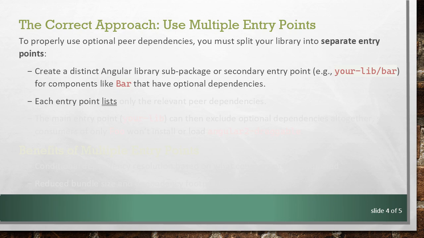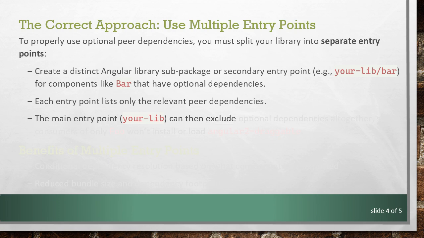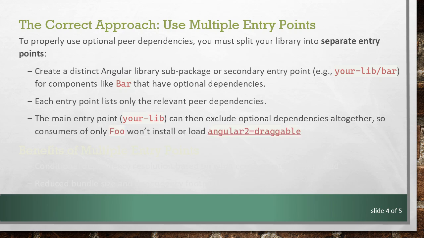Each entry point lists only the relevant peer dependencies. The main entry point, urlib, can then exclude optional dependencies altogether, so consumers of only Foo won't install or load ng2-draggable. Benefits of multiple entry points.